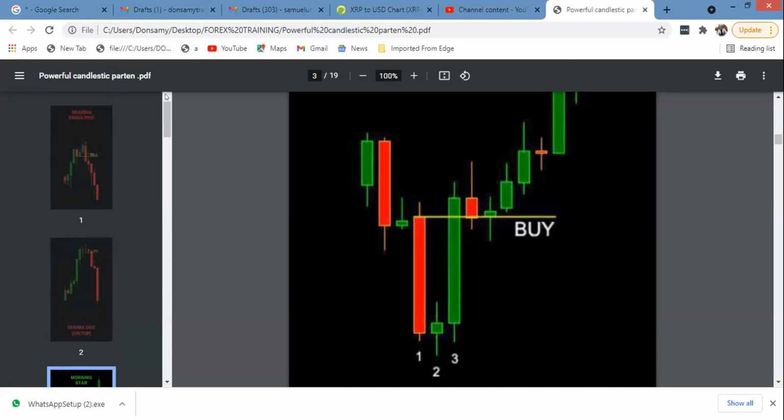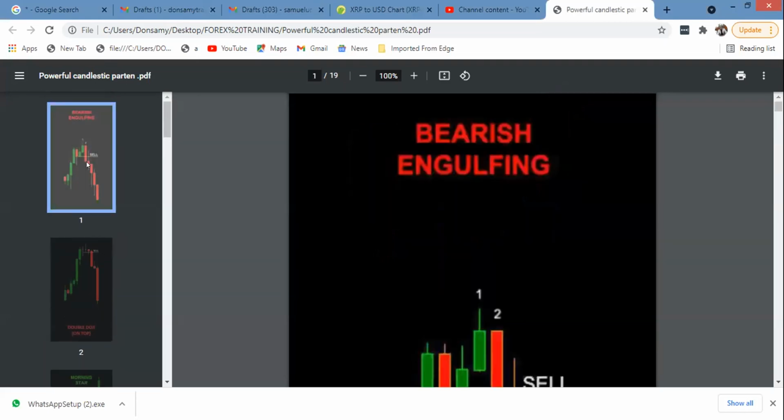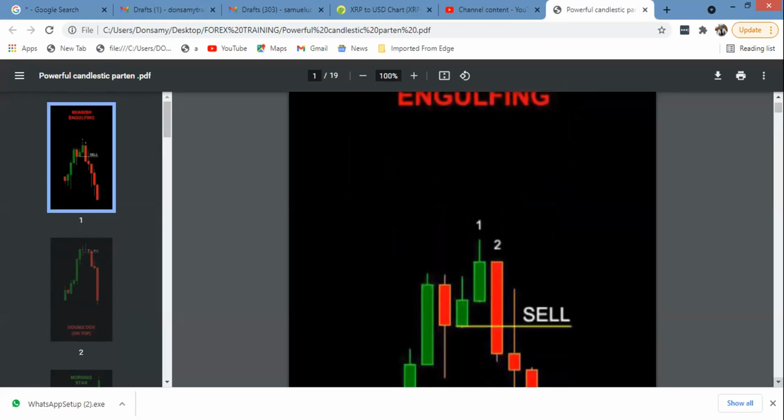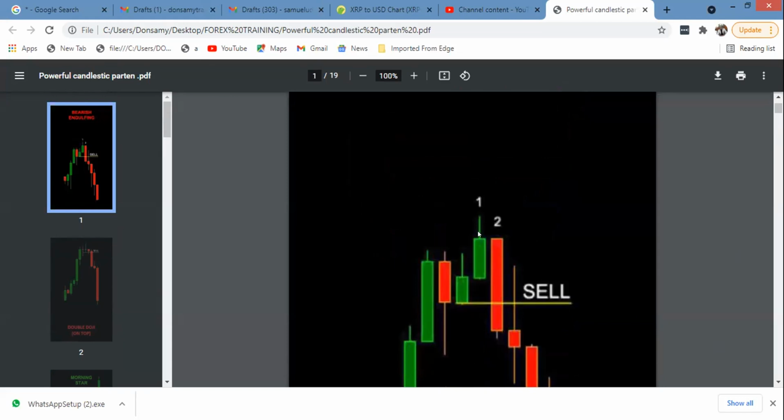These are candlestick patterns. Now, like I said, the green candle shows a buy, while the red candle is showing sell.